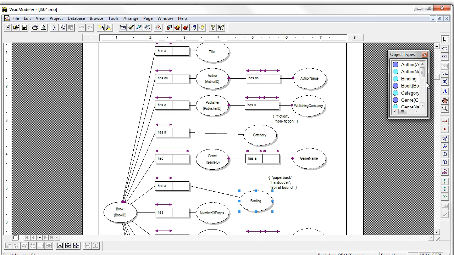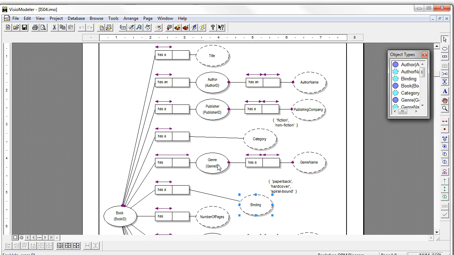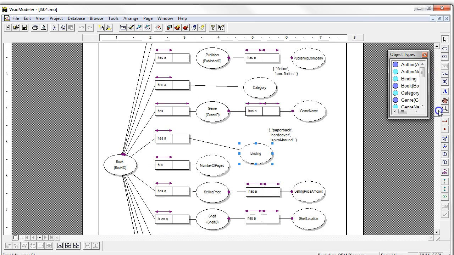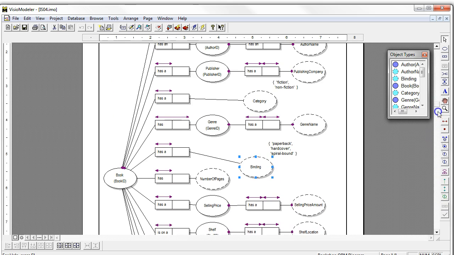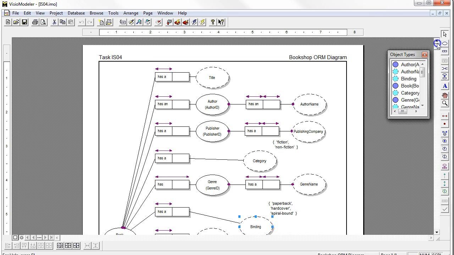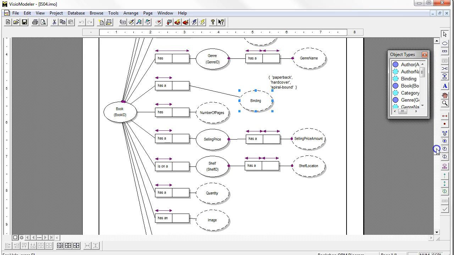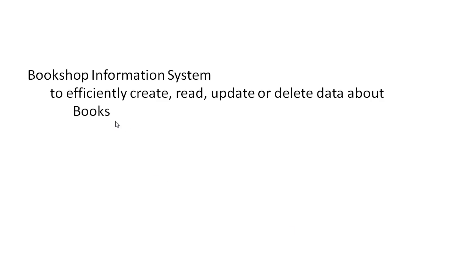It's just books because each of the entities that are here, author, publisher, genre, selling price, shelf, and year published, are only there to act as lists. They're not actually main entities themselves. Remembering that we need to list the main entities here. So the Bookshop information system creates, reads, updates and deletes data about books.